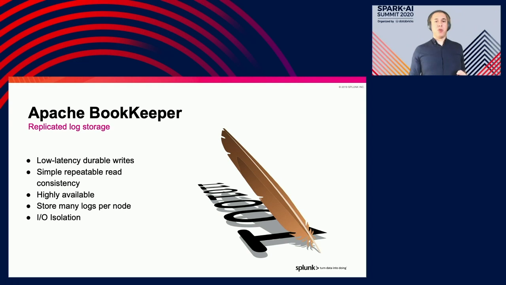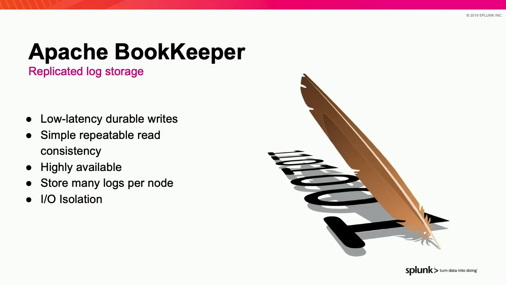Since we talk about Apache BookKeeper, this is a very important project for Pulsar. What BookKeeper provides is replicated log storage. The API is very low level and very simple, but the primitive is very powerful. It gives you low latency durable writes. You can create a log, append entries into it, close it, and then read it out.